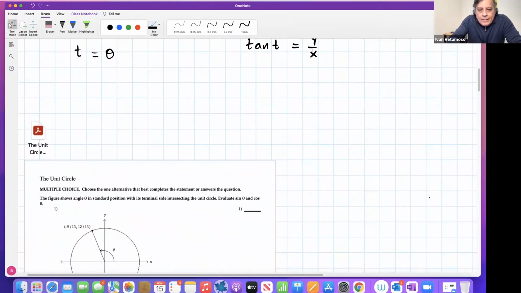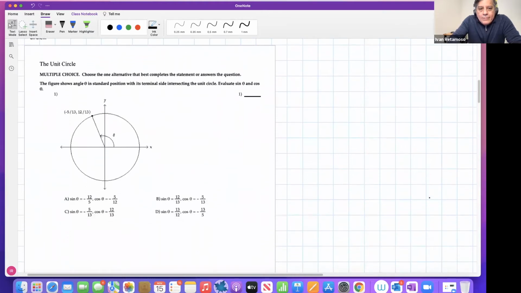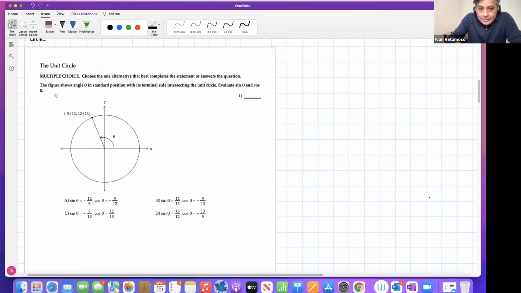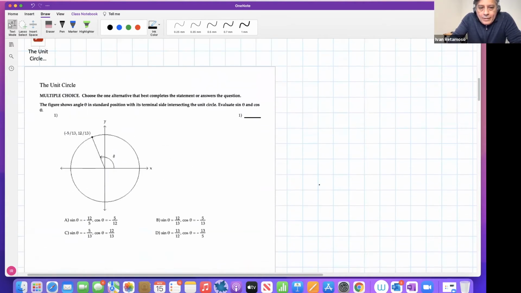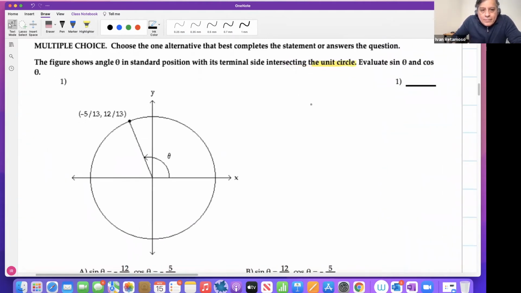unit circle. Well, first, let me show you this first example. I will do number one, you will do number two. On number one, they're saying the figure shows an angle in standard position with its terminal side intersecting the unit circle. Very good information here, the unit circle. Evaluate sine of theta and cosine of theta. Well, we just explained that if you are working in the unit circle, the first coordinate x is cosine of the angle.